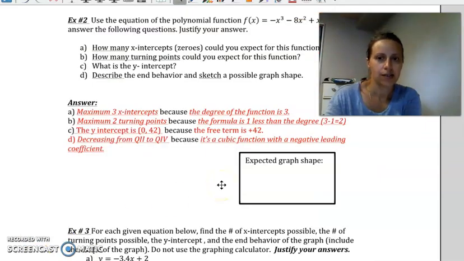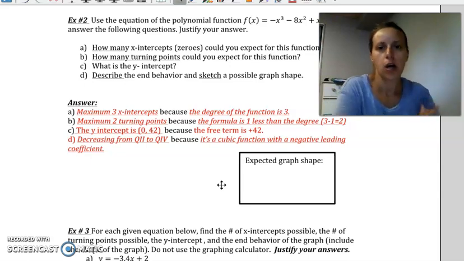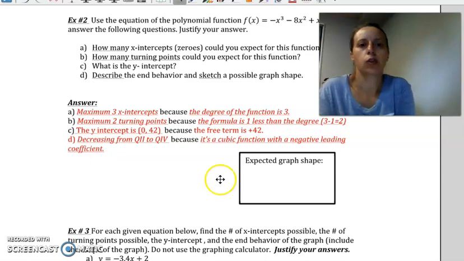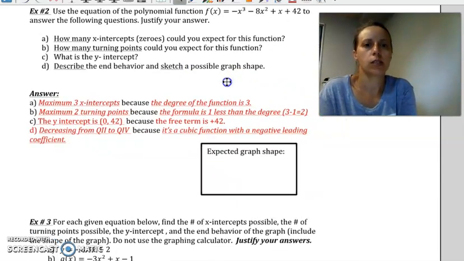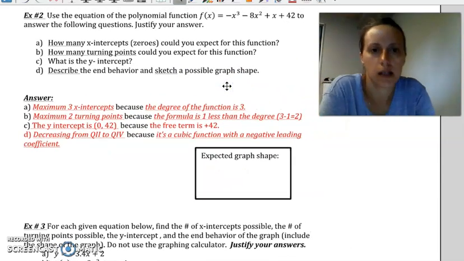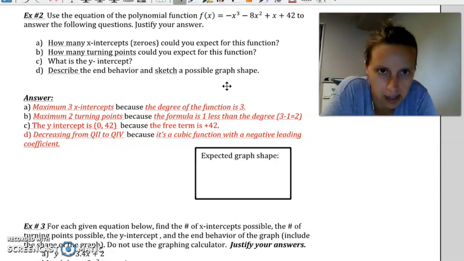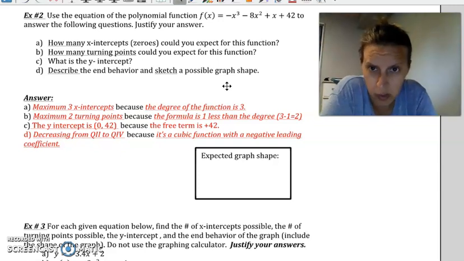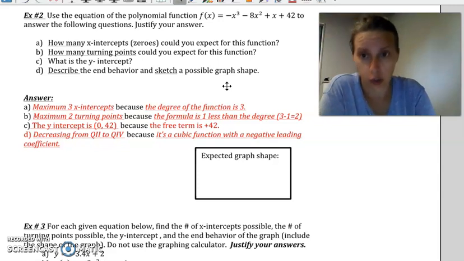Let's do exercise 2, and hopefully we'll have time to do number 3. So use the equation of the polynomial function f of x equals negative x cubed minus 8x squared plus x plus 42 to answer the following questions. And justify your answer means saying how do you know that.